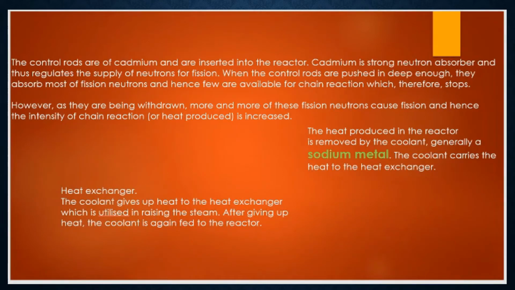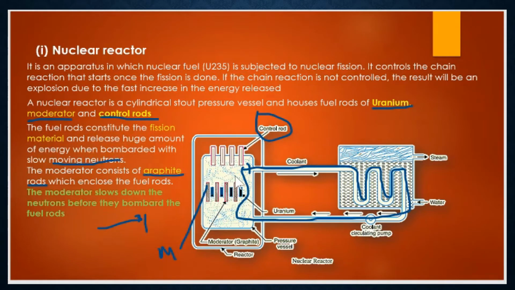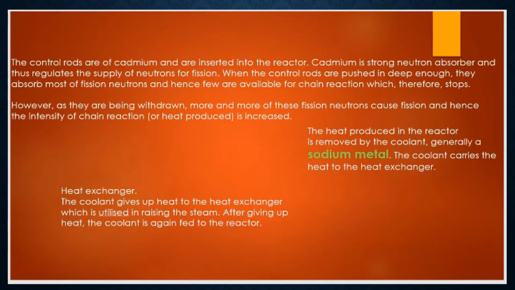Suppose there are more neutrons in this chamber, more energy will come. So in order to absorb the excess neutrons, we are using these cadmium control rods. If you absorb more neutrons, less energy will come, and if you absorb very few neutrons, more energy will be coming. So the steam output from the heat exchanger can be controlled by using these control rods.